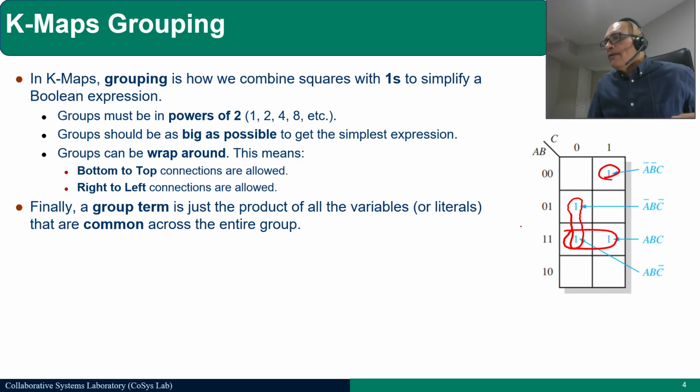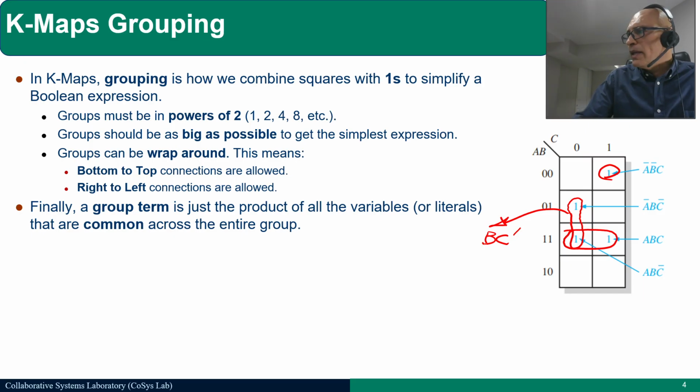So how can we find the group term? The group term for this, for example, is the variables that are in common. What is in common? A is in common? No. B is in common? Yes. C bar is also in common. So this is how we find the group term.